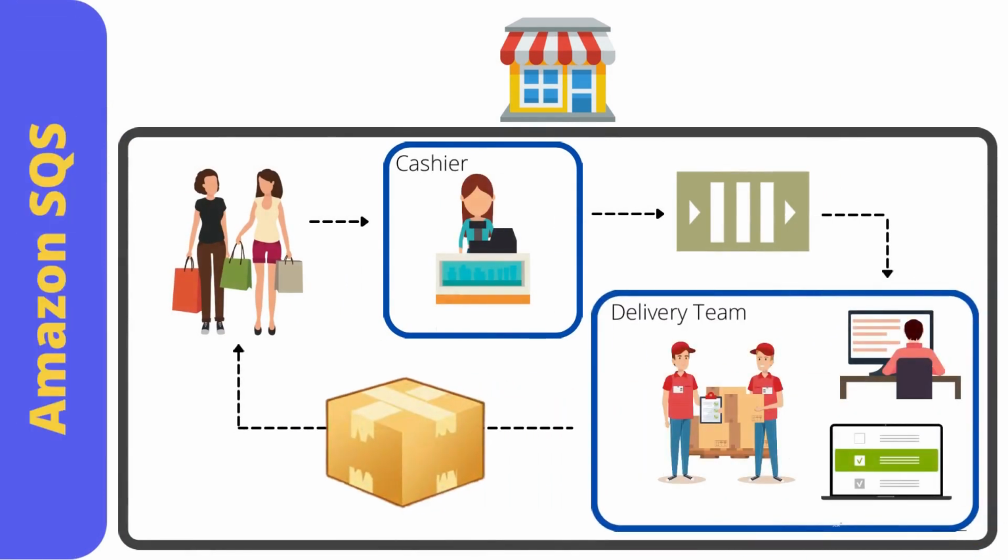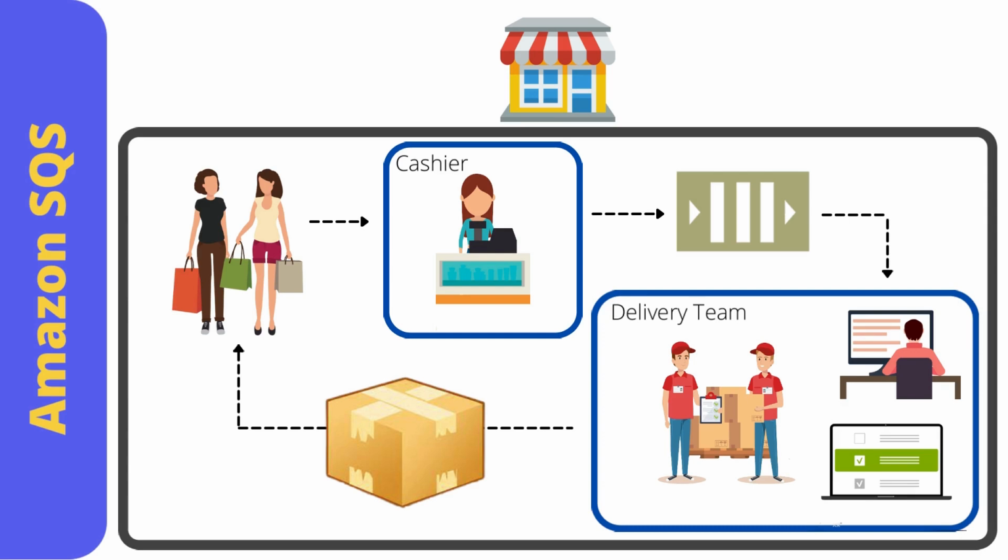We have already discussed the example in which the cashier and the delivery team are two separate components of an application. A message queuing service such as Amazon Simple Queue Service, or SQS, enables messages between decoupled applications and components. In this example, the first step remains the same as in the previous example. A customer places an order with the cashier. Then, the cashier puts the order into a queue. You can think of this as a system that serves as a link between the cashier and the delivery team.